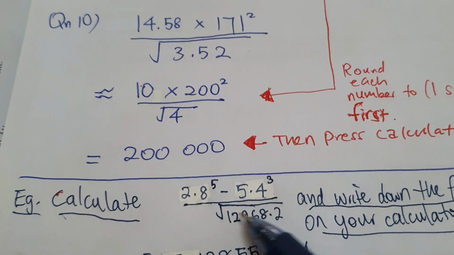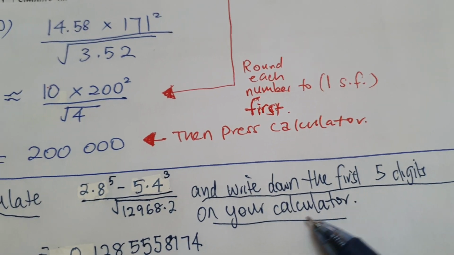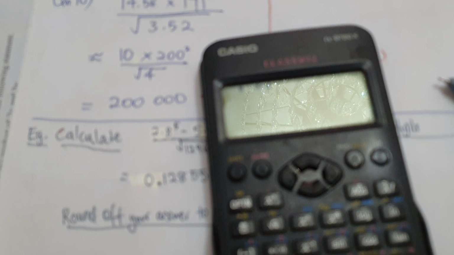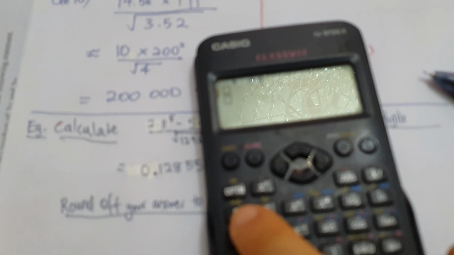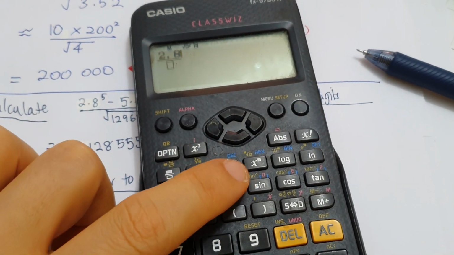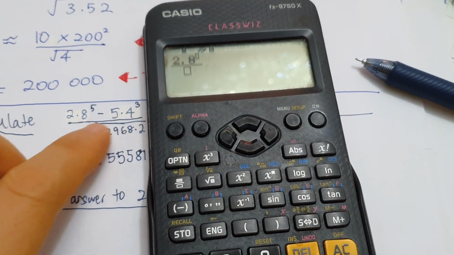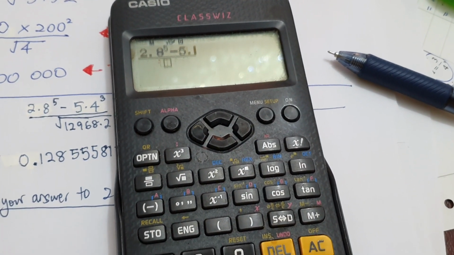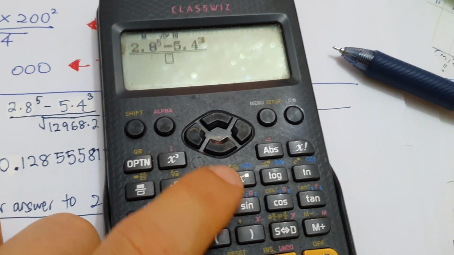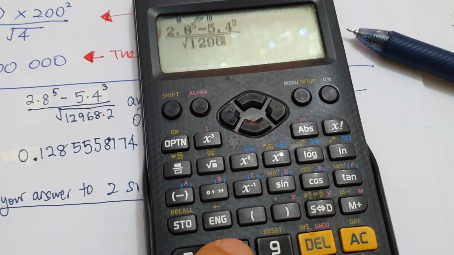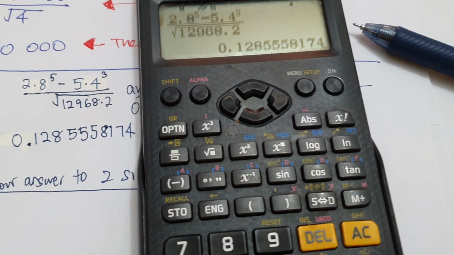So if I ask you to calculate this, and write down the first 5 digits on your calculator, all you need to do is, when you see a fraction sign like that, you have to press this fraction sign, and then you press 2.8. Then you press this button here, X, then there's a blank here, right? Then you can power it up to any number you want, 5 in this case. Then minus 5.4, then power it up to any number you want, 3, and you now go to the denominator, and they want the square root, 12968.2. After that, you press the equal sign, and you will get this particular answer.